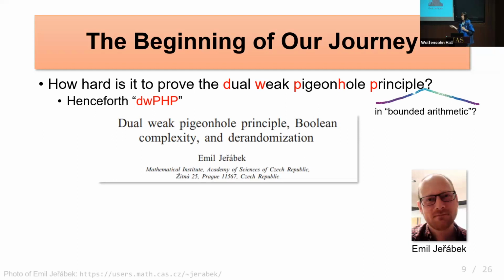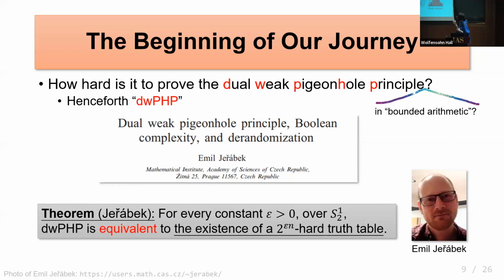A seminal paper on this topic was by Emil Jeřábek, where he proved something like this. Over some theory called S^1_2, the dual weak pigeonhole principle is equivalent to the existence of an exponentially hard truth table. How many of you know the theory S^1_2?